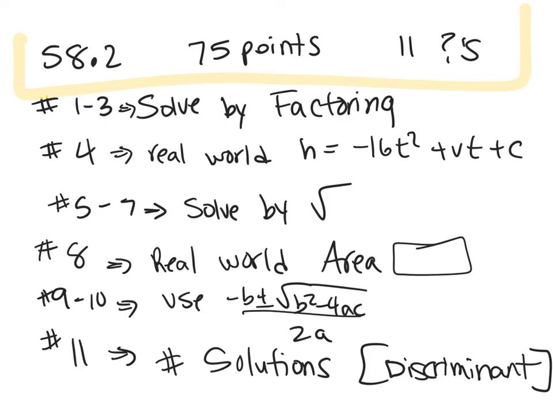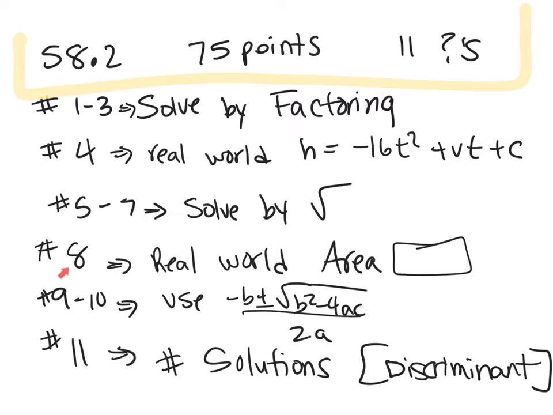So your summative is 75 points. There's a total of 11 questions with one bonus question. The bonus question is like a real world problem, sort of like this one, but it's a little bit more intense. Numbers 1 through 3 are going to ask you to solve by factoring. Then you have a real world problem.